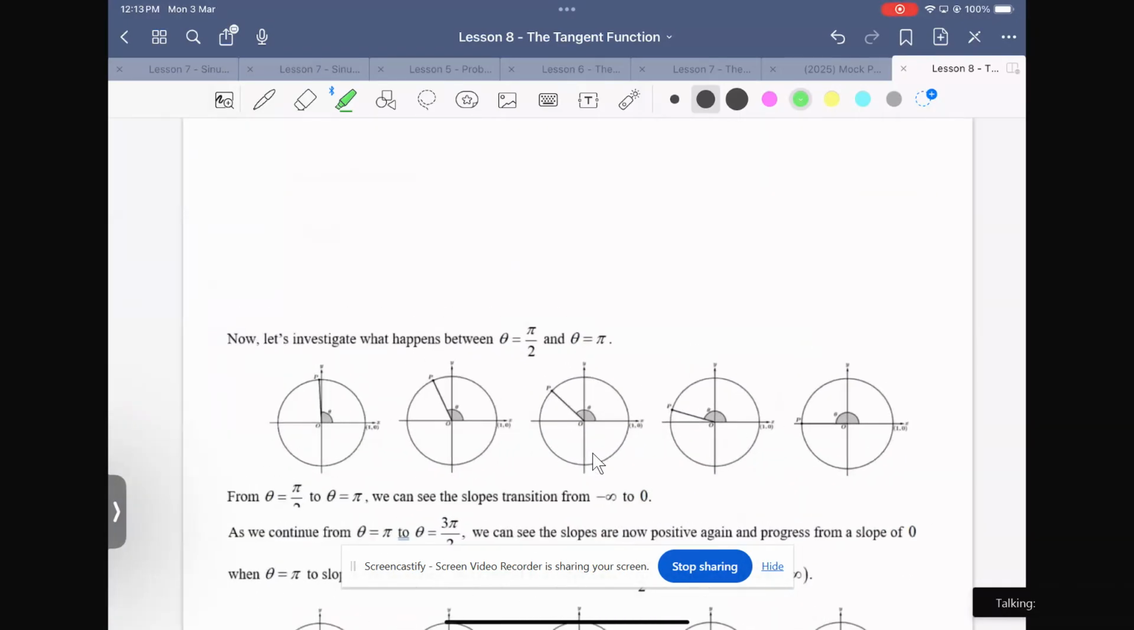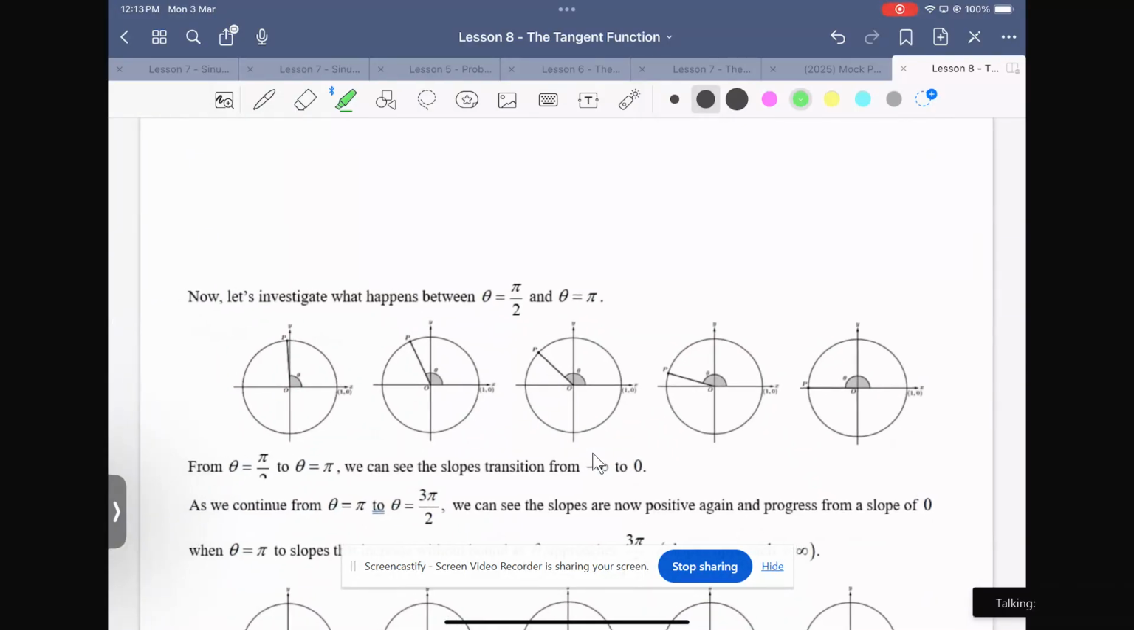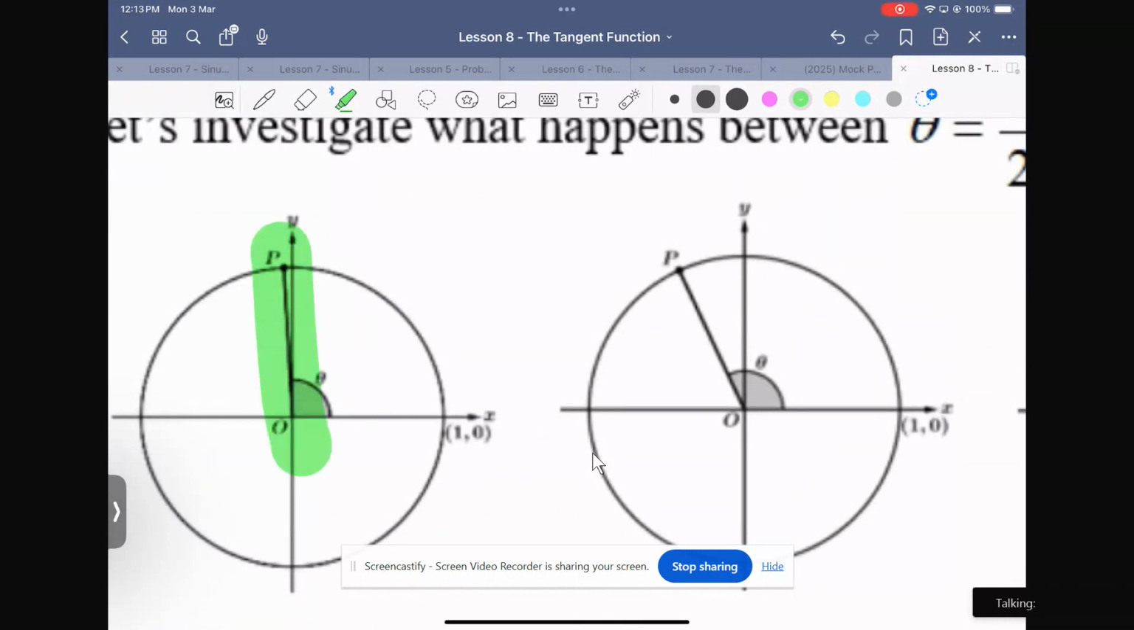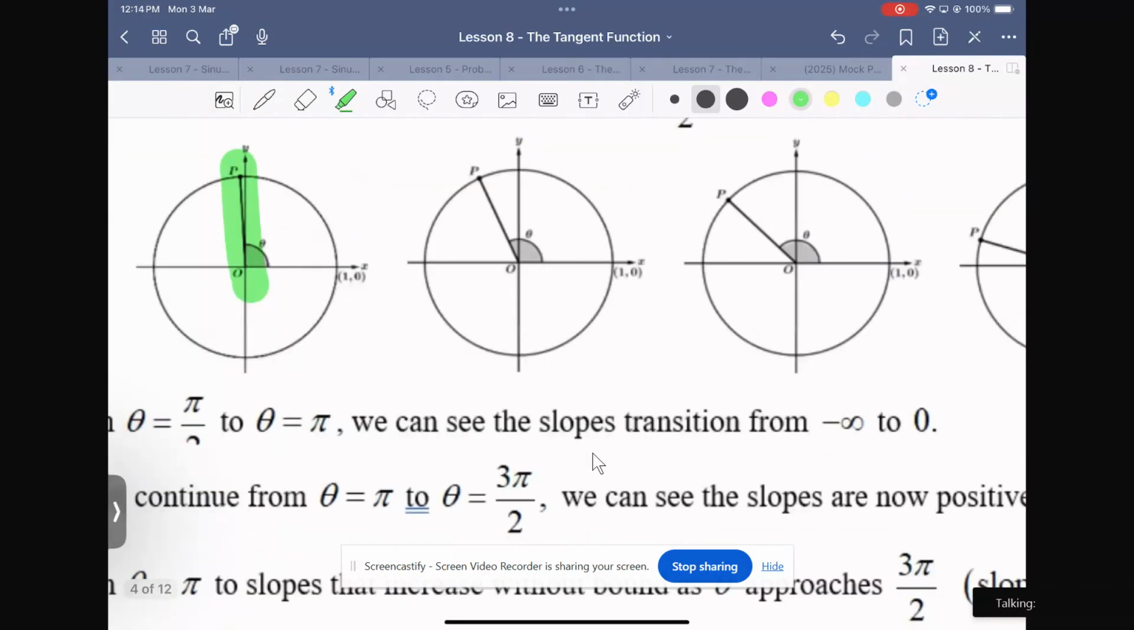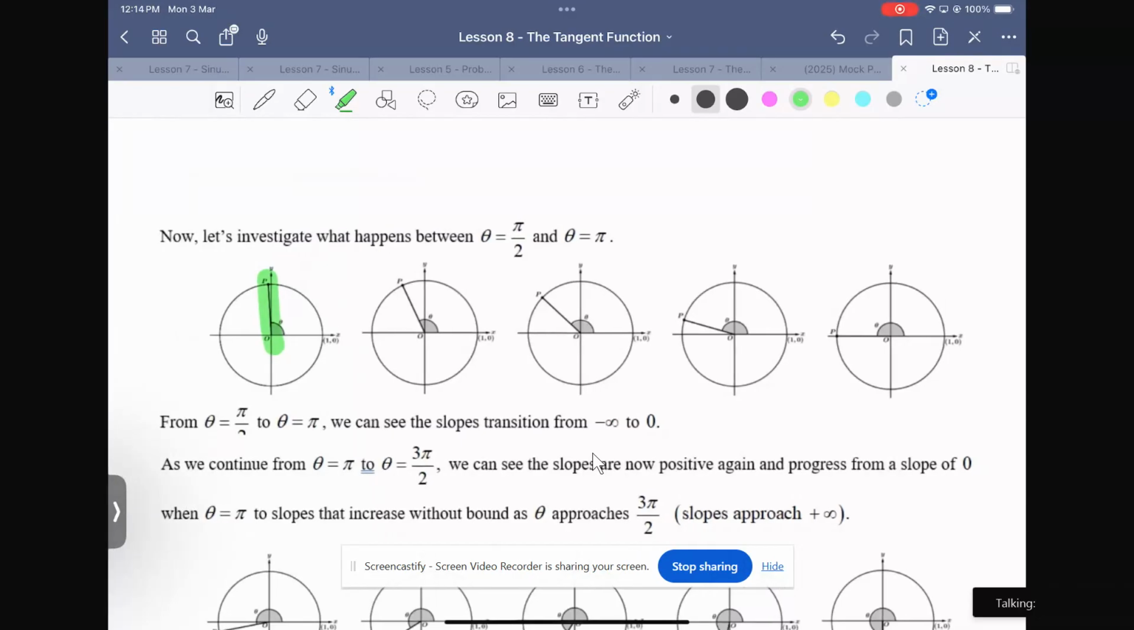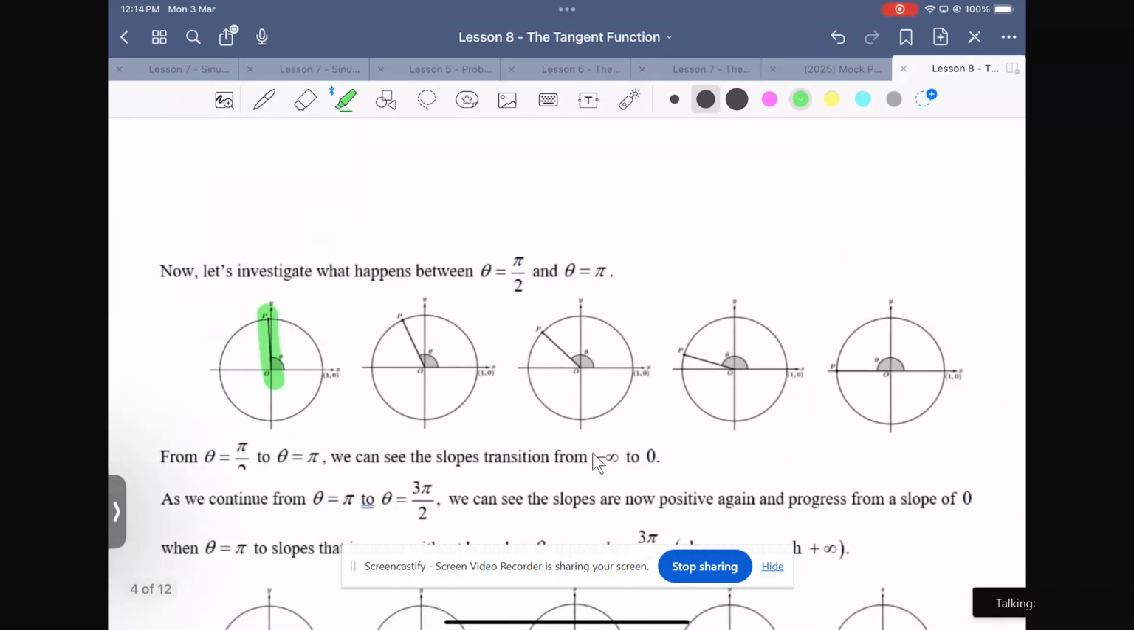What about from pi over 2 onwards? So from pi over 2 to pi, it's going to start off at infinity, and it's going to be coming down. Now, this value here, that slope, is it positive or negative? That slope is negative, isn't it? So coming into pi over 2, it's positive infinity. But coming past pi over 2, it's going to be negative infinity, because we're looking at it from the perspective of the slope.